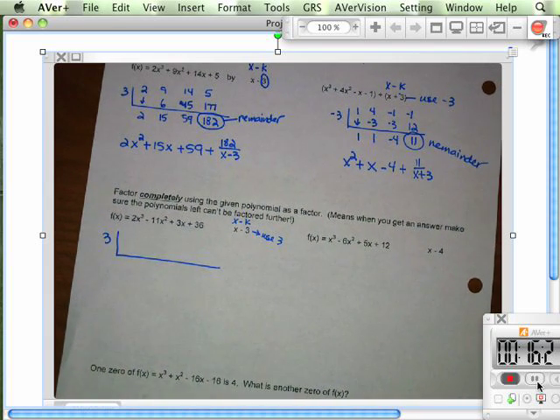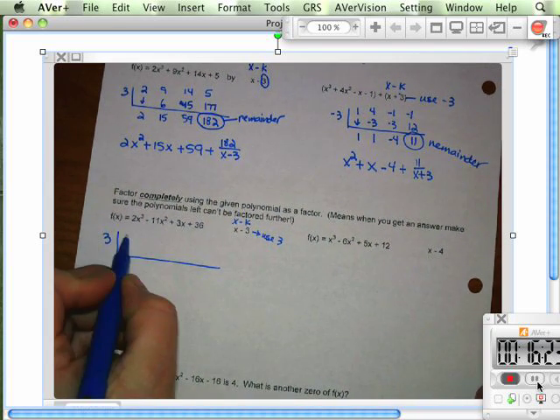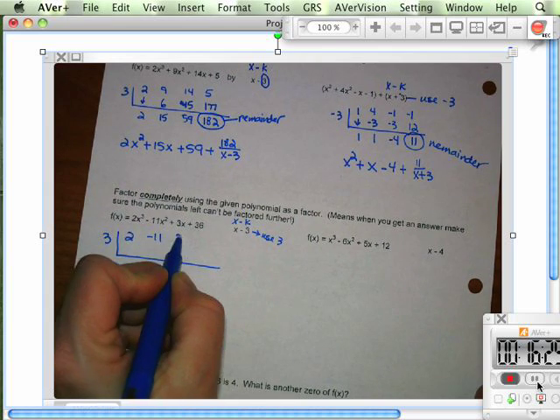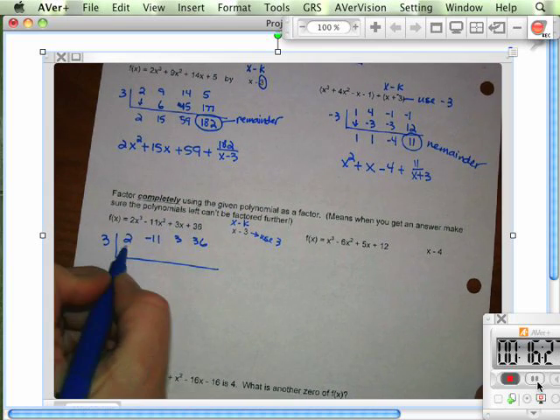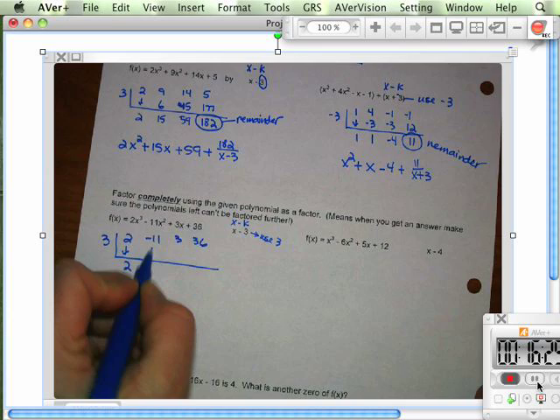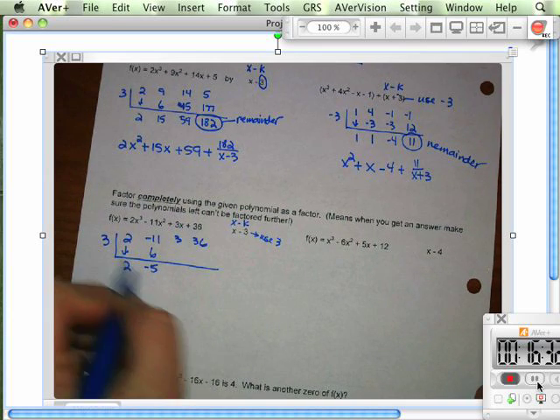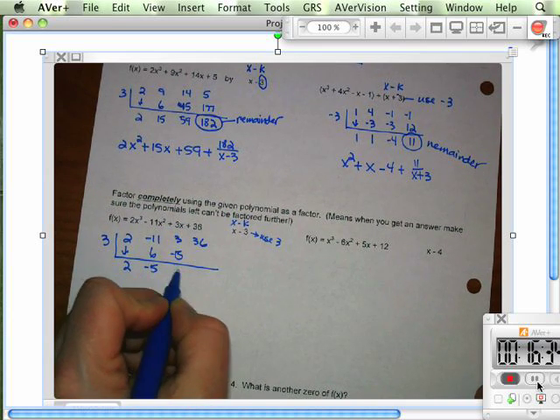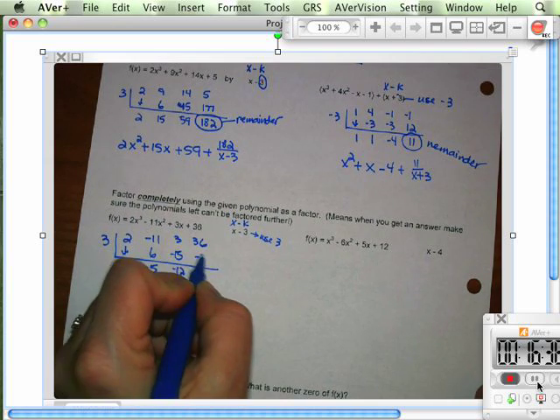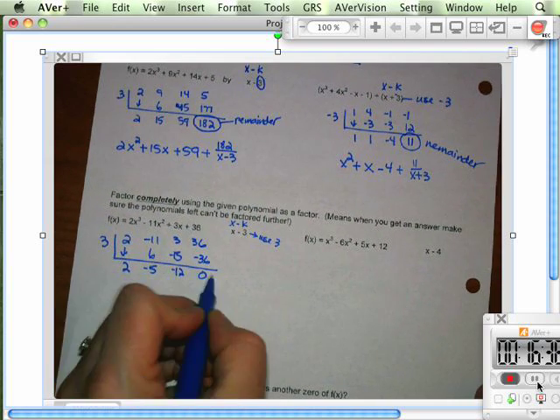Okay, so let's write down the coefficients. 2, negative 11, 3, and 36. Bring down the 2. 3 times 2 is 6. It's negative 5. Negative 15 is negative 12. Negative 36 is 0. Oh, this is beautiful. This means there is no remainder.